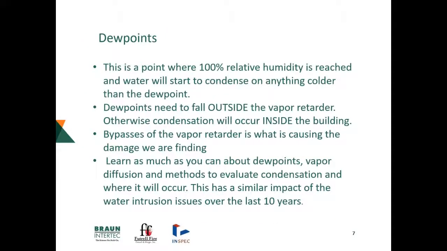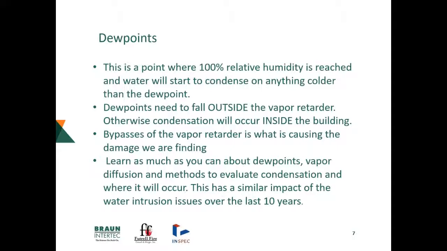So let's talk briefly about dew points. A dew point is where air has enough moisture in it that it's saturated, it's 100% relative humidity, and it won't hold moisture any longer, and it condenses out on the various surfaces. That dew point that's calculated, we'll show you how to approach that, is on the outside of your vapor retarder. So if you have a roof section in which you have a vapor retarder on top of the deck, that dew point needs to occur outboard.